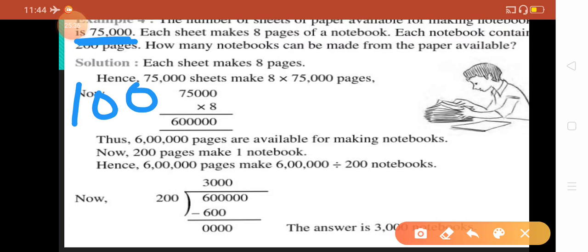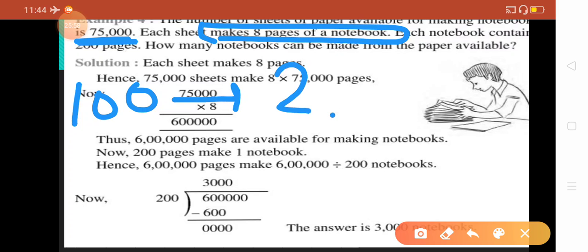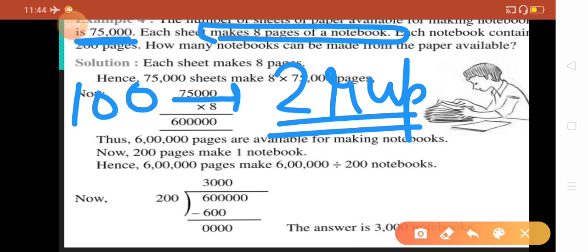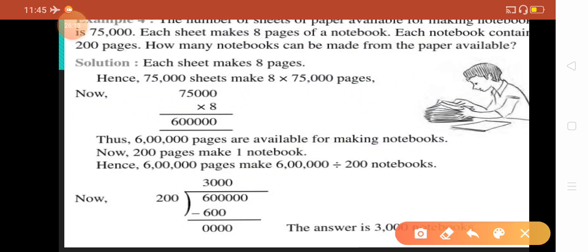Each sheet makes 8 pages of a notebook. There are total 75,000 sheets. One sheet is so long that you can cut it into 8 pages of a notebook. So you have 100 rupees, this is your total value. Out of these, you will spend 2 rupees on one thing, and you have to buy 15 things. Or we can take one more example here.